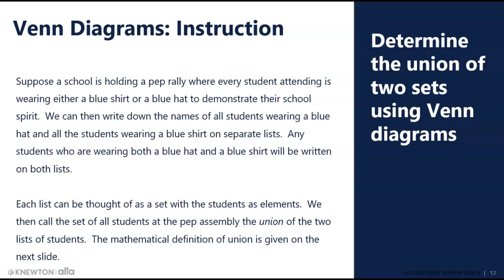We could write down the names of all the students wearing a blue hat and the names of all the students wearing a blue shirt on separate lists. Now, any student who has both a blue hat and a blue shirt will be written on both lists. That would be the intersection, the students wearing both a blue hat and a blue shirt. The union would be all of the students who had either one or the other or both on. All of the students wearing either a blue hat or a blue shirt, even if they have both on, are in what we call the union.